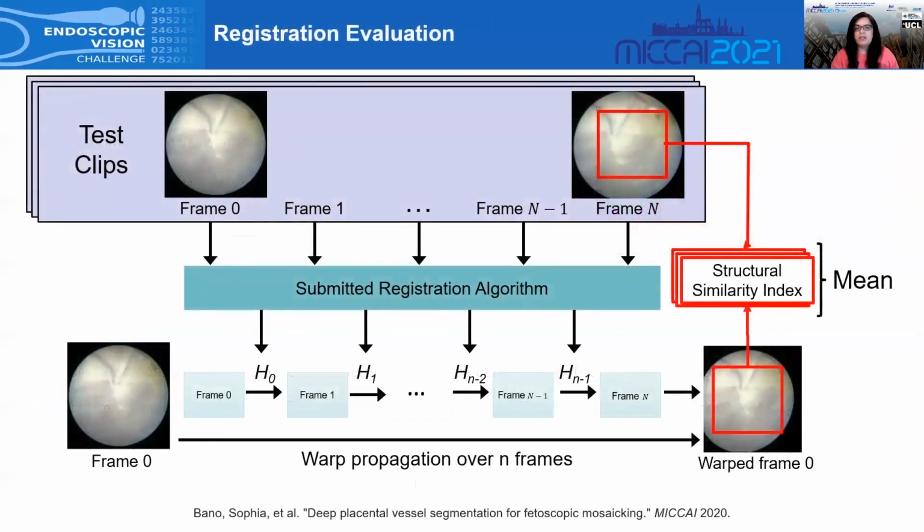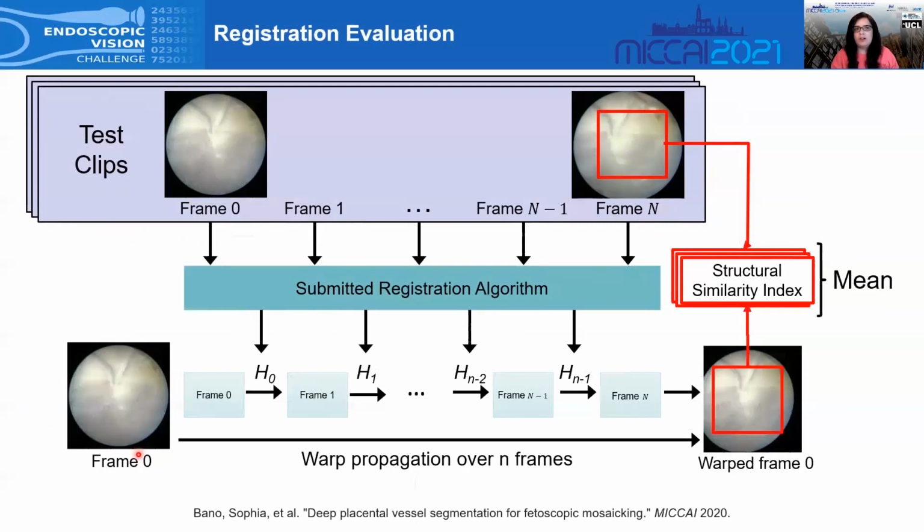The registration evaluation is based on the assumption that adjacent frames will still have overlaps within a window of n consecutive frames. So let me quickly go through this registration evaluation process. Given the test clip, which is of n frames duration, the submitted registration algorithm computes the homography between the adjacent frames, which are represented over here.